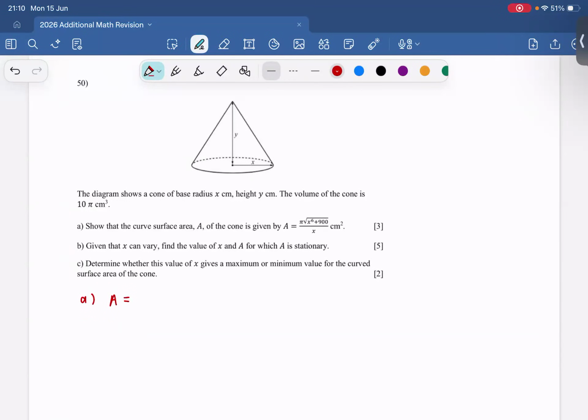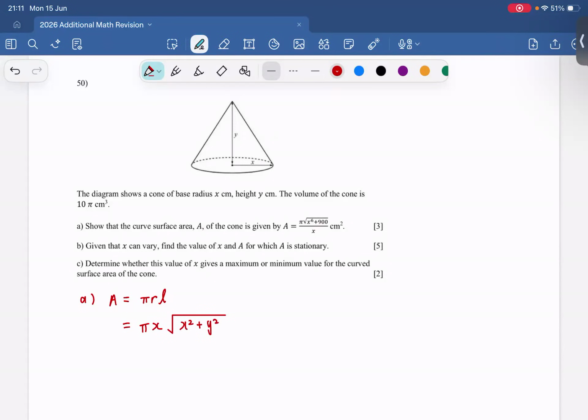Okay? So first and foremost, always write down what the question wants you to find. The question wants you to find curved surface area. I write down pi r l. Then from there, you need to start thinking. We put in, it's actually pi, r is your x, and then what is your l? l is from your Pythagoras theorem, square root of x squared plus y squared.